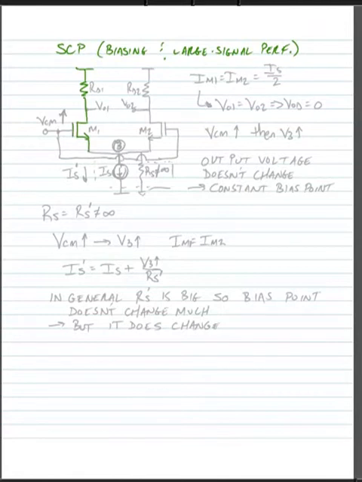pair here with an ideal current source bias. In other words, our current source has infinite output resistance. So we'll draw that ideal current source. We would just note that any resistance that the current source had in parallel with it, Rs, would be equal to infinity.